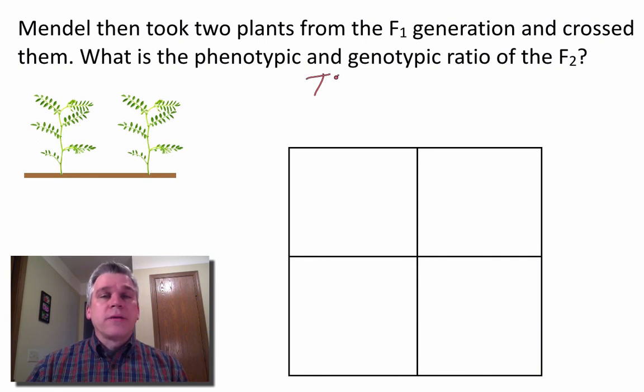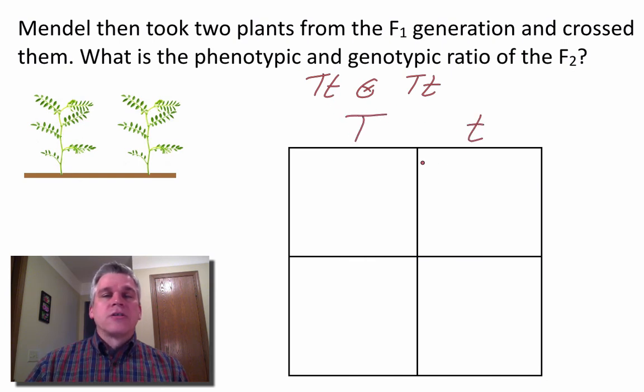First we need to know what the parents are. Remember, all of the offspring in that first generation were heterozygous. They were big T, little t. So we're going to take one parent, separate the two alleles, put one in front of each column, and then we take the other parent, separate the two alleles, put one in front of each row, and now we're going to show all the different possible combinations.